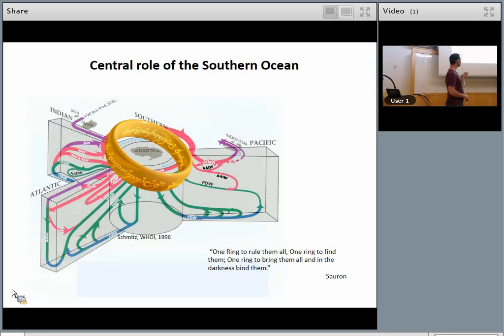One ring to rule them all, one ring to find them, one ring to bring them all, and in the darkness bind them. Actually, Tolkien got his inspiration from physical oceanography. It's not a well-known story, but it's true.